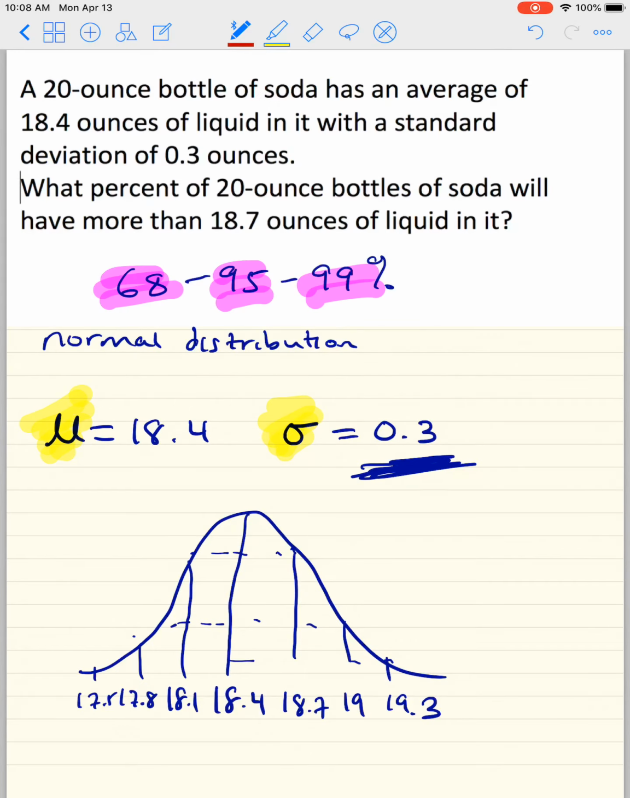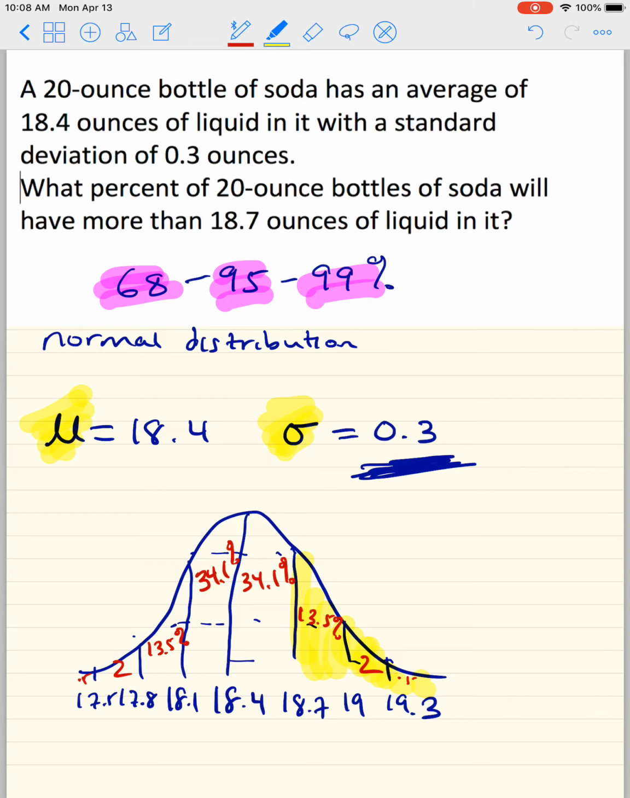If you guys recall the numbers that go in here, this is 34.1%, this is 34.1%, this is 13.5%. And this is, you could just put 34% if you wish. This is 13.5. I'm going to say this is about 2, and this is about 0.5. So the question says, what percent of 20-ounce bottles of soda will have more than 18.7? I'm sorry, 18.7 ounces. So that's this here.